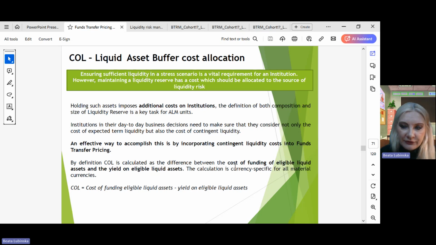Let's start from the beginning. Ensuring sufficient liquidity in a stress scenario is a vital requirement for an institution. Of course, please remember that this is the liquidity which is covering the liquidity under stress.